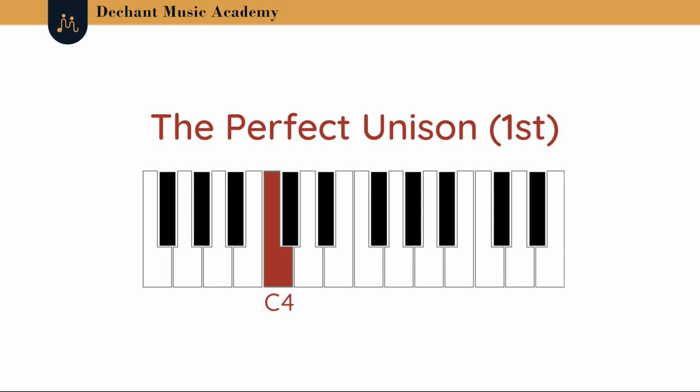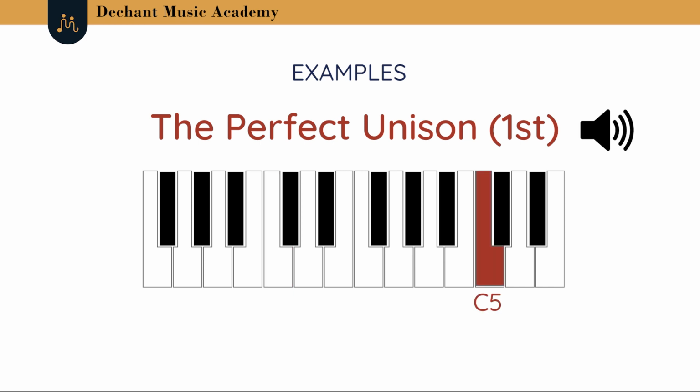The first interval, perfect unison, is nothing else than the same note is played 2 times at the same register. In fact, we hear only one tone. As example, or this one. This is also in unison. Remember, it's always the same tone played 2 times.